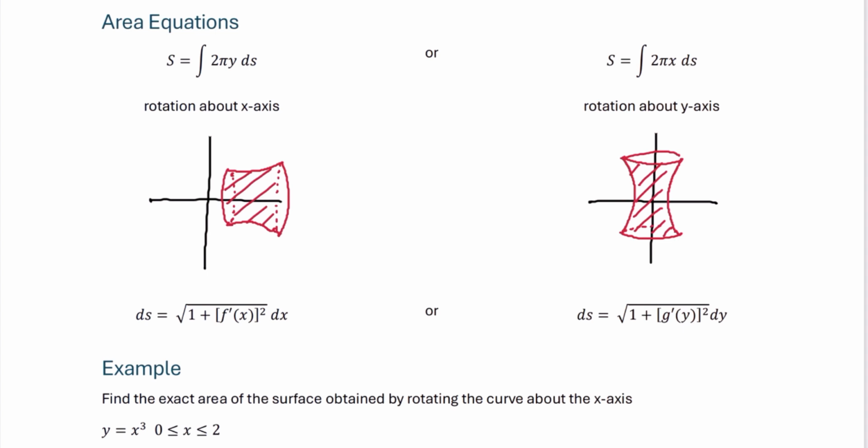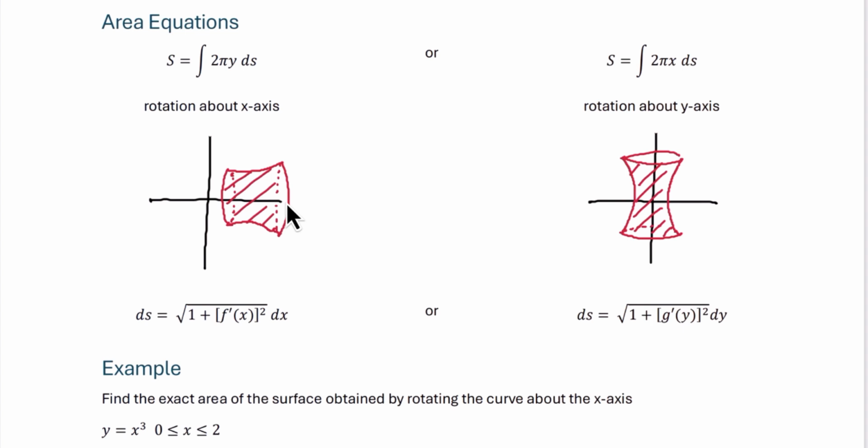In this video, we'll look at area of a surface of revolution. We have two different situations. First, the rotation about the x-axis. Here we have a curve, a function, that has been rotated around the x-axis. That's what we'll focus on in this particular video.